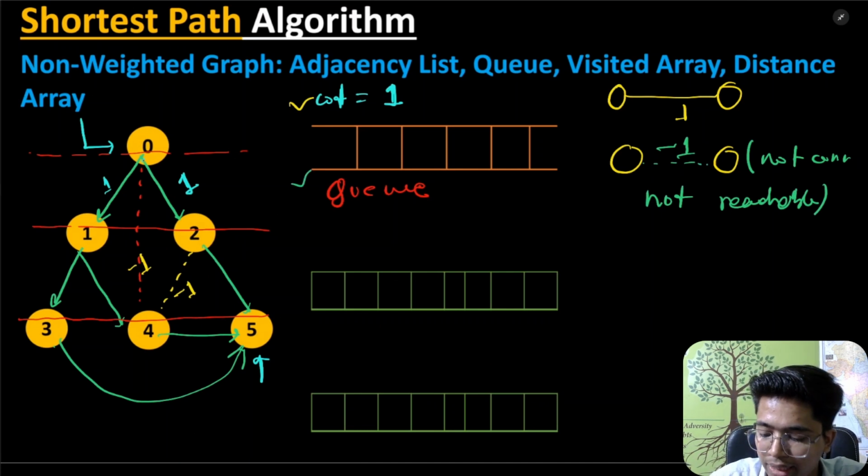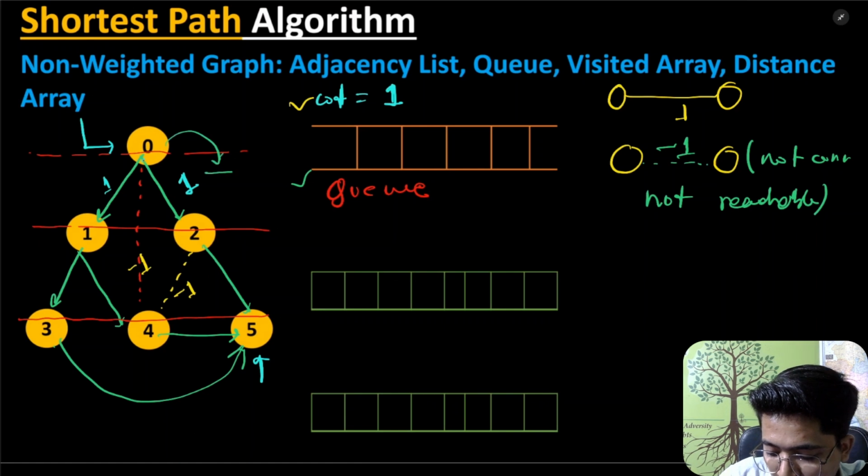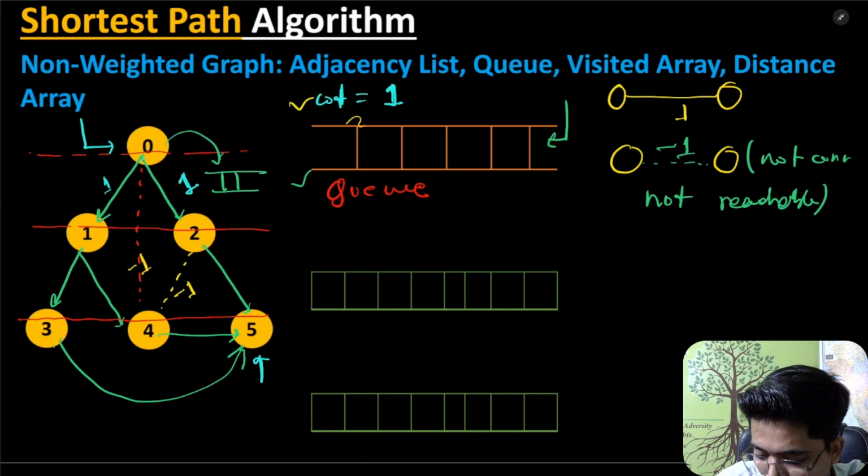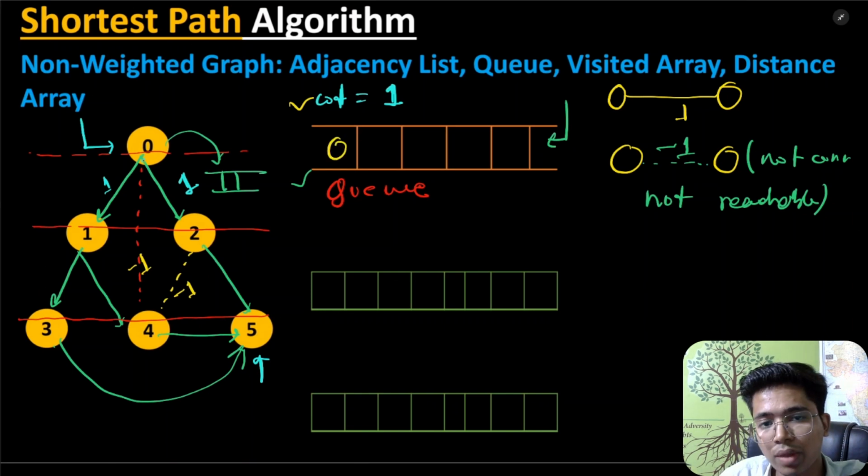So first we have to utilize the queue. What we will be doing is processing all the nodes one by one utilizing the queue data structure. So let's say we start from 0. We'll be pushing 0 into the queue. So the queue will look like this: 0. Okay, so now we process 0.